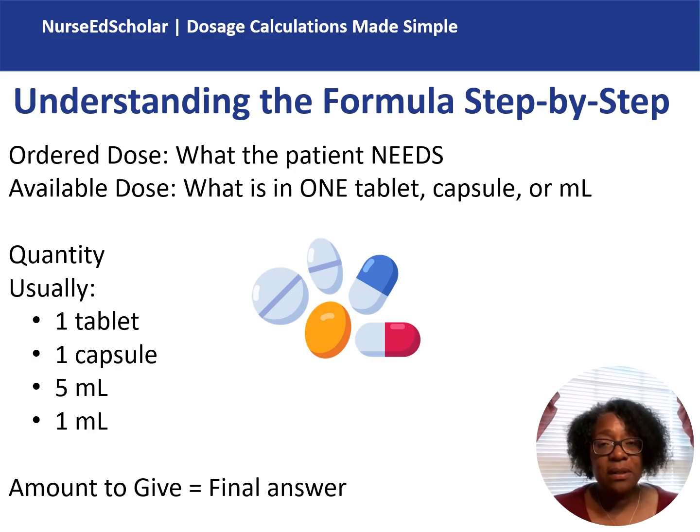The ordered dose is what the patient needs. That's what the provider has written for the patient to correct whatever the problem is. The available dose is what is in 1 tablet, 1 capsule, 1 milliliter. And then the quantity is usually, like I said, 1 tablet. It could be in 1 milliliter, it could be in 5 milliliters. And then the final thing is, how much do I give? This will be your final answer. All right, so let's go on to the first example.